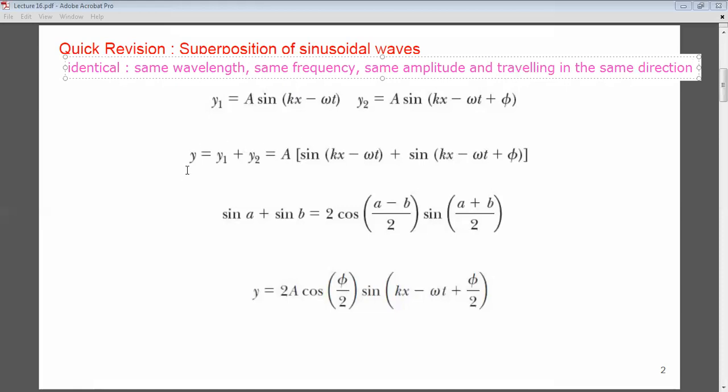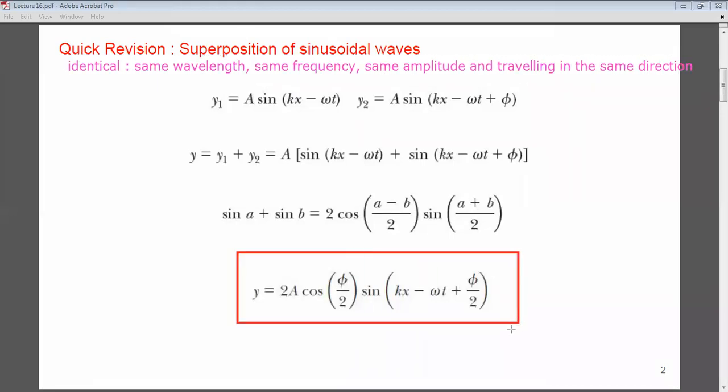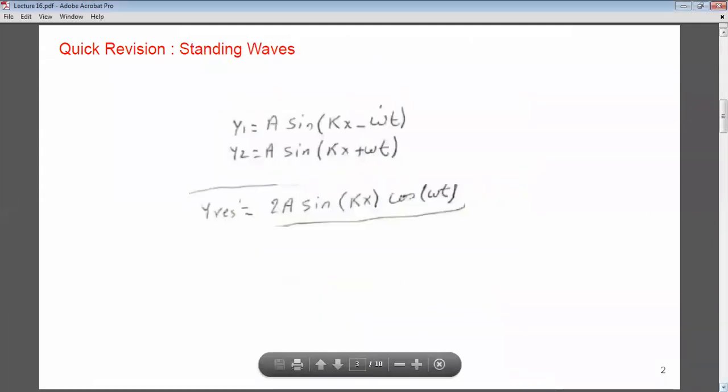Then y resultant, we found that it will be 2a cosine phi by 2 times sine of kx minus omega t plus phi by 2. And we did a question last time where, for example, we have the y resultant and we were asked to find the phase difference, or find the amplitude, or given the phase difference, different questions. So this is the very first thing we finished so far.